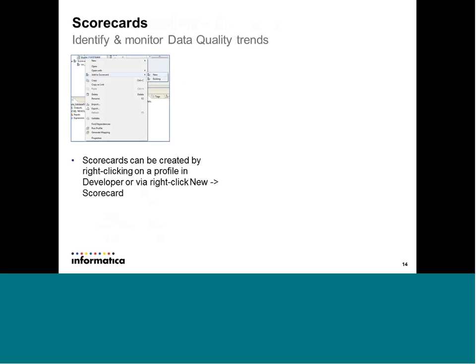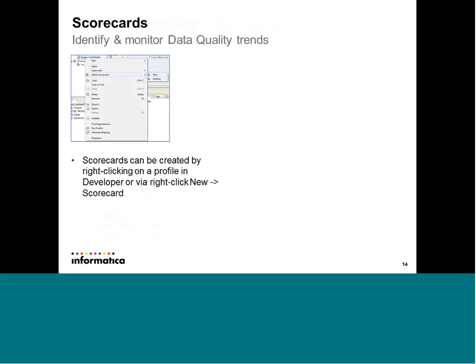So we've identified all of our data, we've discovered it, we've found what we have. So next is to identify and monitor our data quality trends. Basically, we want to check how that data has been transformed over time, and if we are actually improving the data, or if we're running into problems where we need to do some more work. So again, scorecards can be created in both locations.